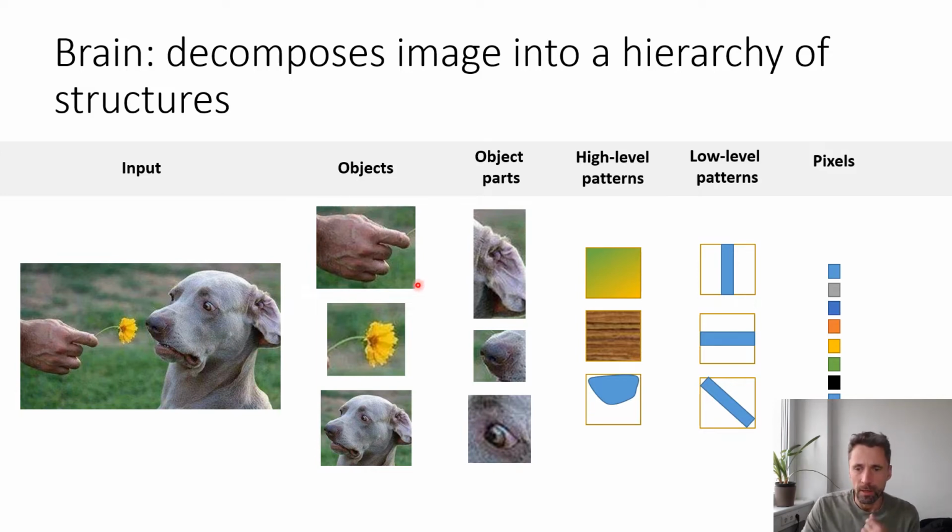So we can localize and identify objects like the hand and the flower and the dog, but also these objects, for themselves, consist of different objects, like the ear and the nose and the eye of the dog. And even then, these things again consist of different patterns, like they have texture, and they have some color gradients, or even some shapes, and these again consist of low-level patterns, and these low-level patterns eventually go back to pixel structures or pixels.